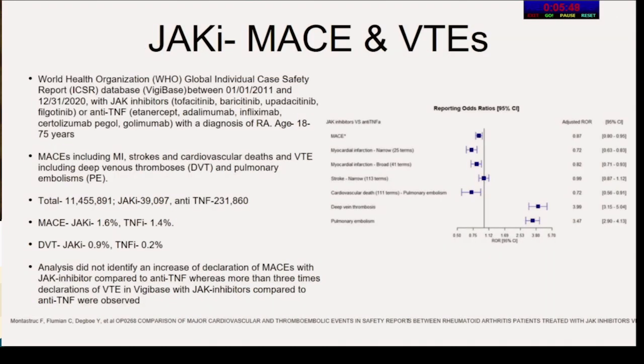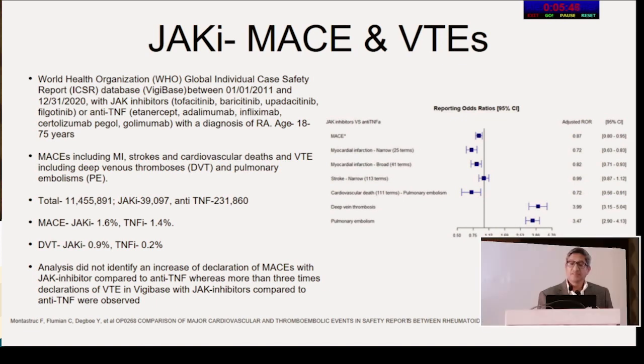A lot of data looking at JAK inhibitors, MACE and VTEs was presented at the EULAR. This was data from the WHO database between Jan 2011 and end of 2020. Patients with a diagnosis of RA between age 18 and 75 on JAK inhibitors and anti-TNFs were included, and MACE including MI, stroke, cardiovascular events and venous thromboembolic events were looked at.